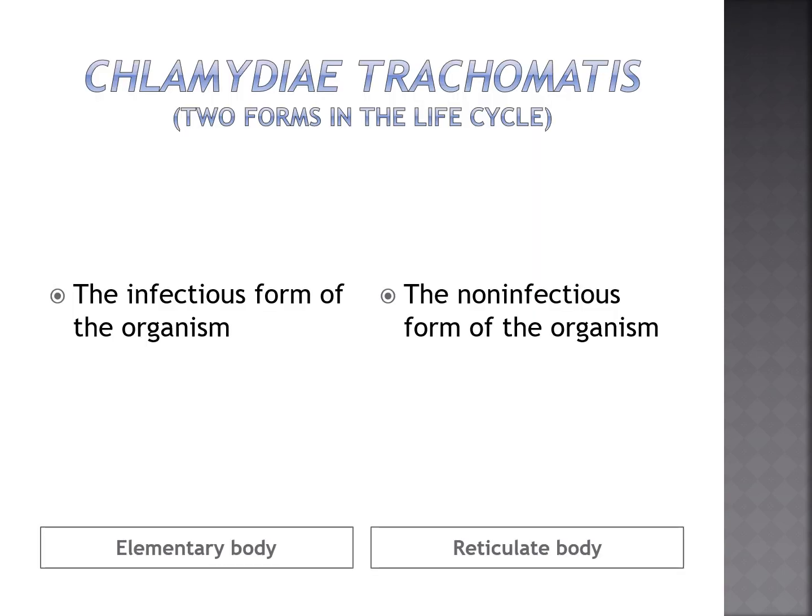There are two forms of Chlamydia trachomatis in its life cycle. One is called the elementary body and one is called the reticulate body. The elementary body is the infectious form of the organism. It's pretty small at about 300 nanometers. The non-infectious form of the organism is called the reticulate body. Around 8 hours or so after being infected, the reticulate body starts to form, and that's the non-infectious form.